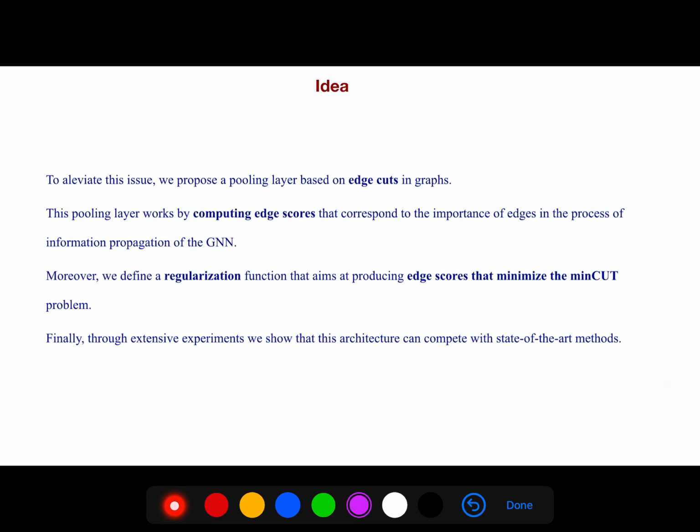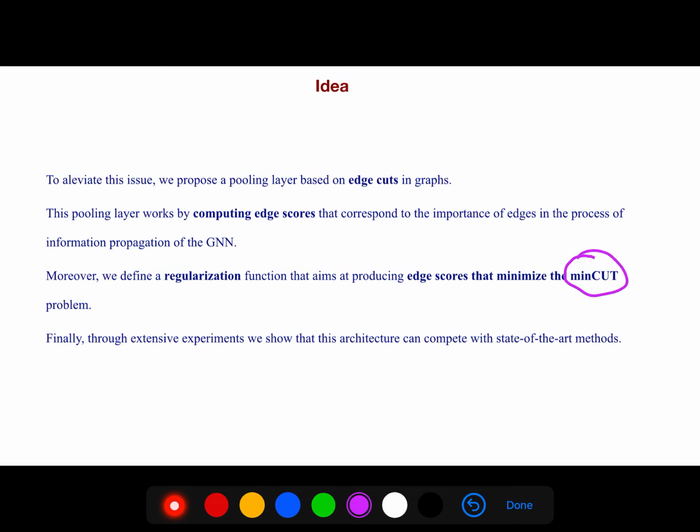But the idea of this paper is just pooling. Just a pooling layer based on edge cuts in graphs. This pooling layer works by computing edge scores that correspond to the importance of edges in the process of information propagation in the GNN. Moreover, we define a regularization function that aims at producing edge scores that minimize the min cut problem. The objective is min cut.